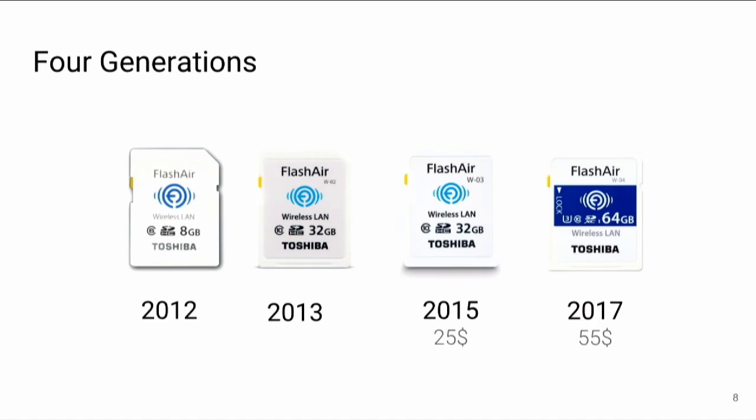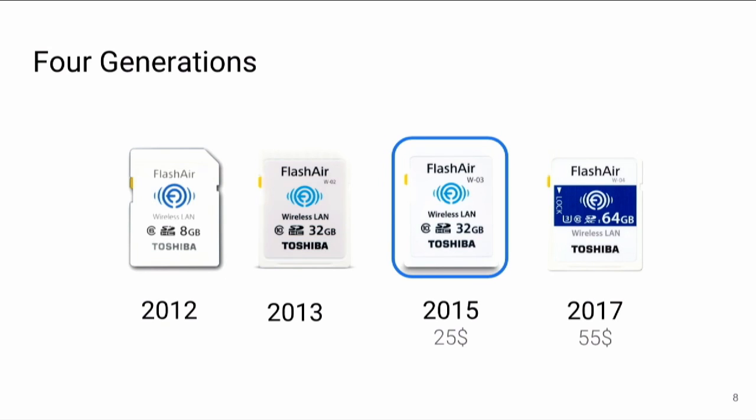There are 4 generations of FlashAir, W-01 to W-04. Today, if you go online or in a shop, you will only be able to buy W-03 and W-04. This talk will only focus on W-03. So why? Because it was the only one available when I started this project in 2015. The CPU and the operating system are the same on W-02, W-03, and W-04. So that's it for the FlashAir presentation.